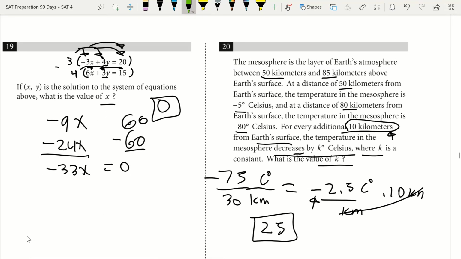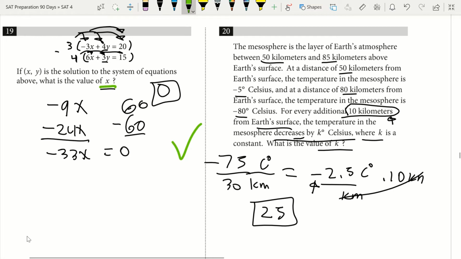19. If x, y is the solution to the system of equations above, what's the value of x going to be? Okay, this one I went ahead and I multiplied. I saw that this 3 times that 20 is going to be 60. I got to subtract another 60. It's going to be set equal to 0, which means that x will have to equal 0. Okay, that one's correct. That's checked as well.